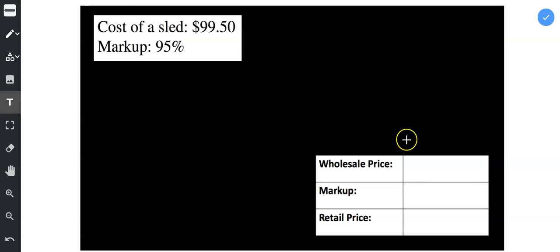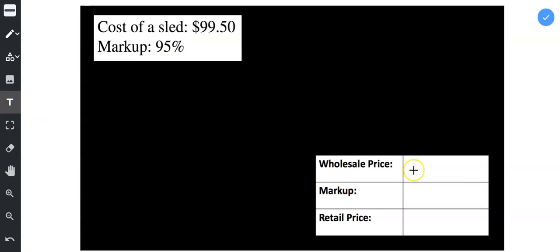In this video, we're going to figure out the wholesale price. We will calculate the markup, and then we will use the markup to come up with the retail price. First, we are told that the cost of the sled is $99.50, and then we are told that the markup on this will be 95%. Since the markup has not yet been calculated, this lets me know that the $99.50 is the wholesale price.